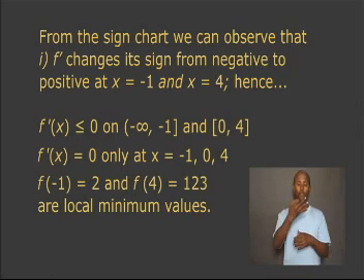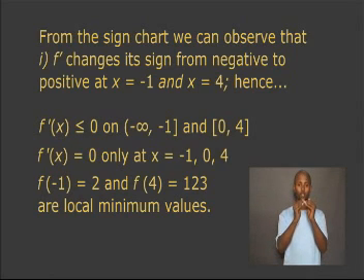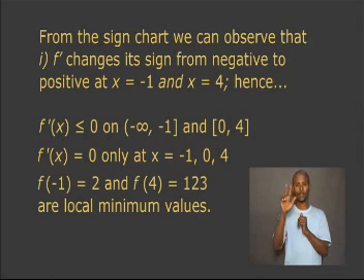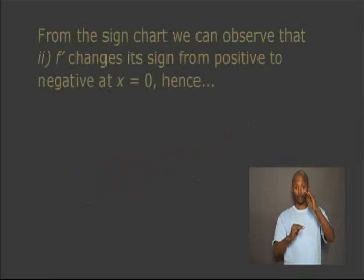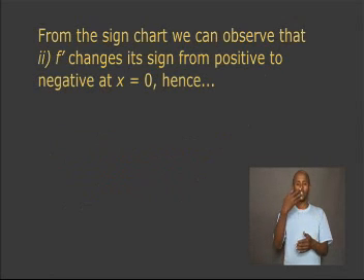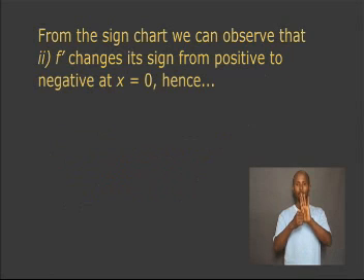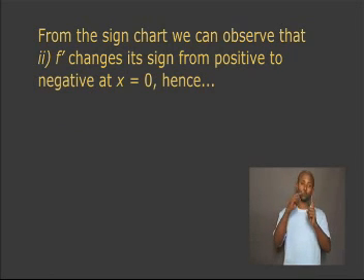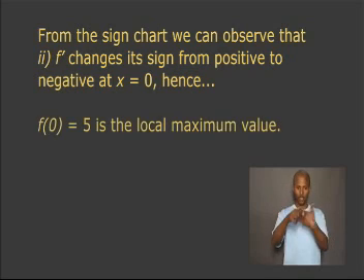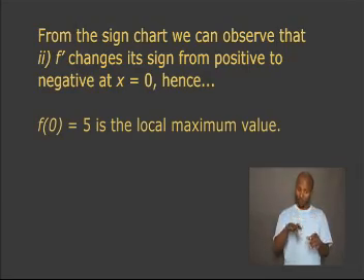f of -1 equals 2, and f of 4 equals 123, which are the local minimum values. f prime changes sign from positive to negative at 0, and therefore f of 0 equals 5 is the local maximum value. I hope that you found the same answer, students.